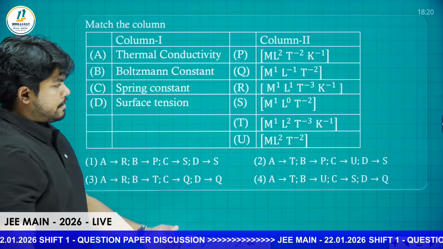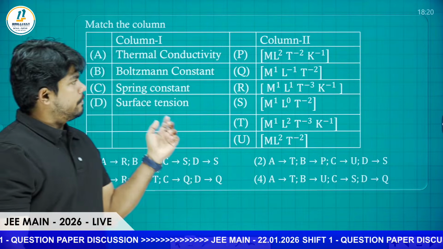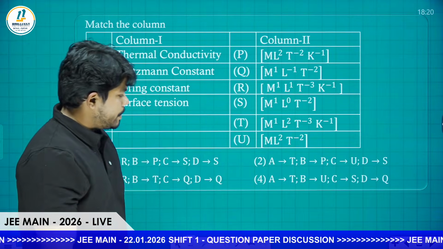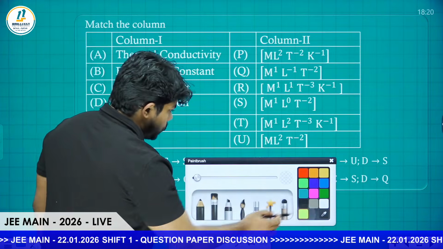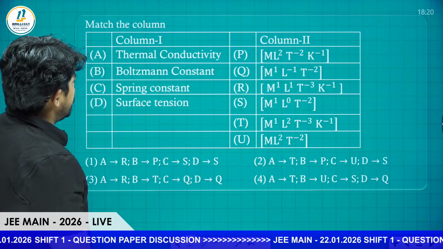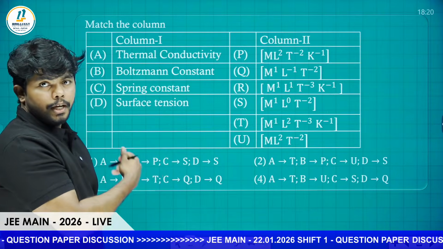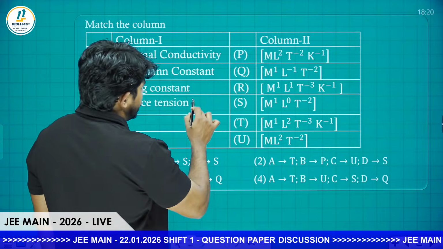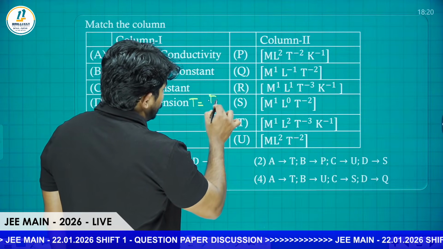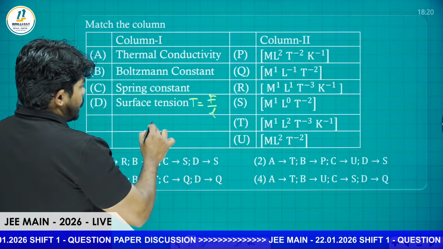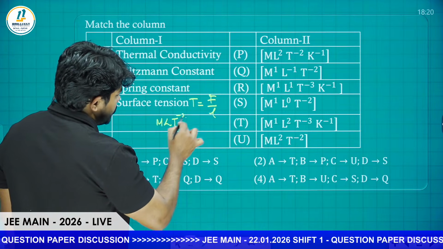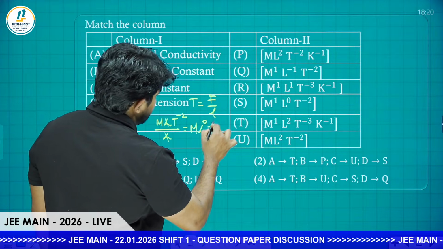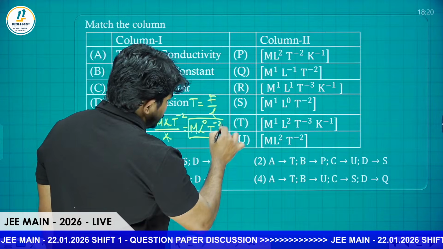This is also a very anyone can answer type of question where dimensions are directly asked, right? So how can we actually connect these dimensions? Obviously, some of the dimensions you know, some you are not aware of. So go for the easy one. The easiest one will be surface tension. What is surface tension? Surface tension is nothing but force per unit length. And you know what is force, right? M L T raised to minus 2 divided by L. So that will be M L raised to 0 T raised to minus 2. This will be surface tension.